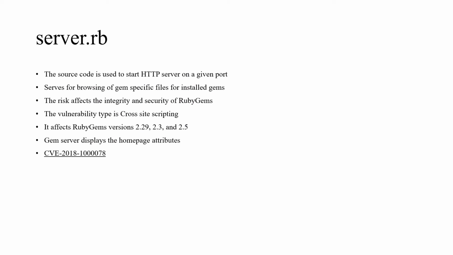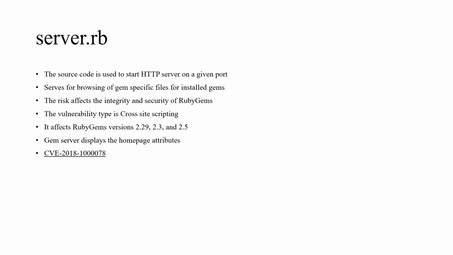The next file that we use for this inspection is server.rb. The source code is used to start an HTTP server on the given port, and it serves for browsing of gem specific files for installed gems. This vulnerability affects the integrity of Rubygems and had a moderate security impact. This source code is found in the Rubygems directory. The vulnerability type in this case is cross-site scripting, which affected the Rubygems version 2.29, 2.3, and 2.5.